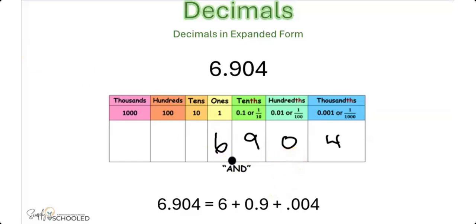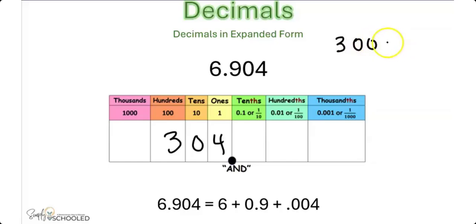Okay, and let me show you how that's the same as with whole numbers. Let's pretend that we have the number 304. The way we would write that in expanded form is the 3 is worth 300 and the 4 is worth 4. So again, when you add those together, you would get 304. So when there's a 0 in a place value, you don't have to account for that in the expanded form.